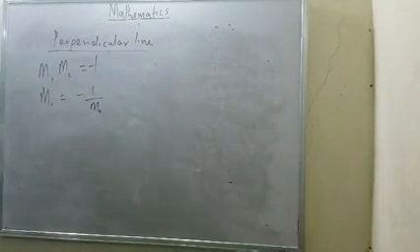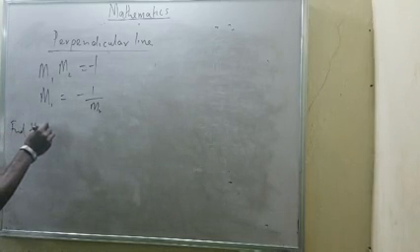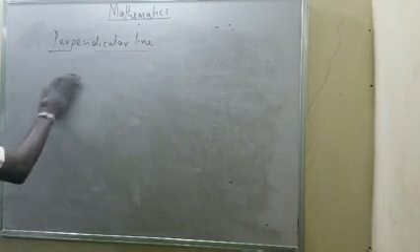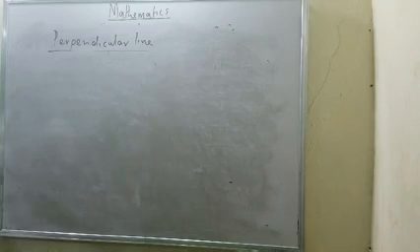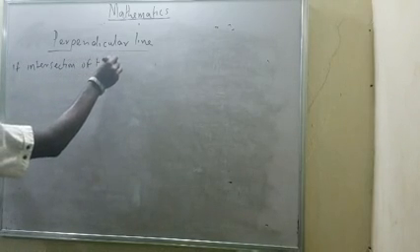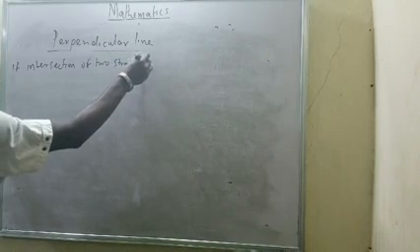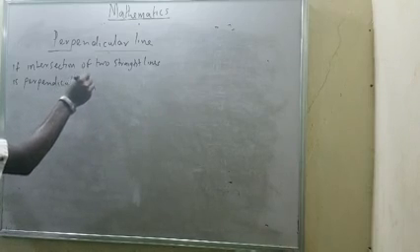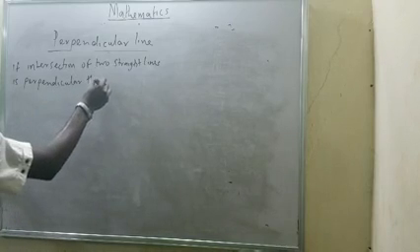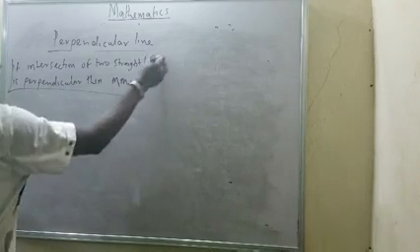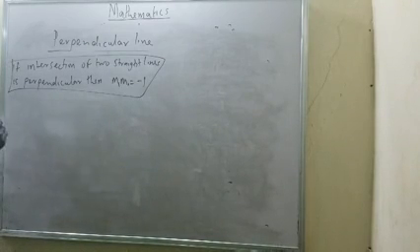For instance, look at this question here. Let me quickly look for it. This is the perpendicular lines. It means M1 and M2 are perpendicular to themselves. If the intersection of two straight lines is perpendicular, then M1 times M2 equals minus 1. Okay, example. Now, this is what this is talking about. Look at this question.